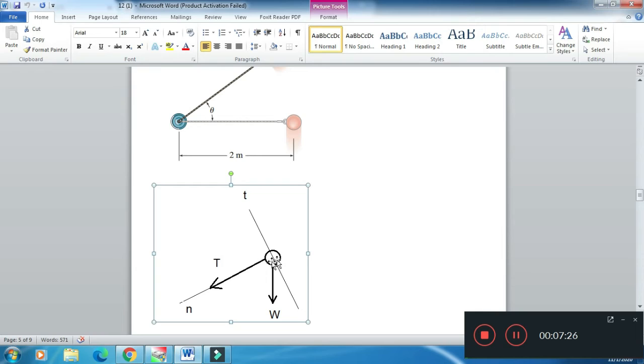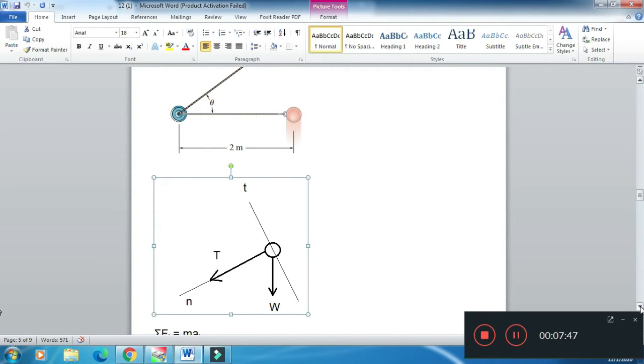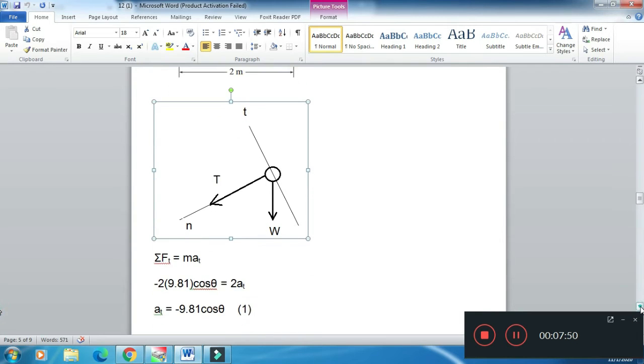At any instant, the weight of the bob will be downward and the direction of tension will be towards the normal. So we will be solving this problem of kinetics in the normal and tangential directions. We apply the equation of motion in the tangential direction and then in the normal direction. When we solve in the tangential direction, there is only one force, and that is the component of weight.